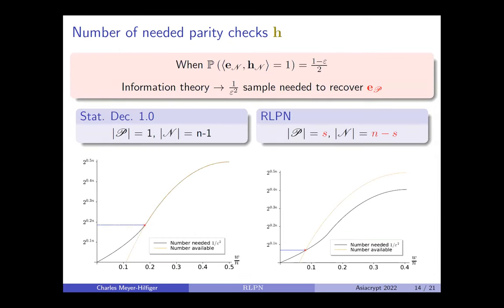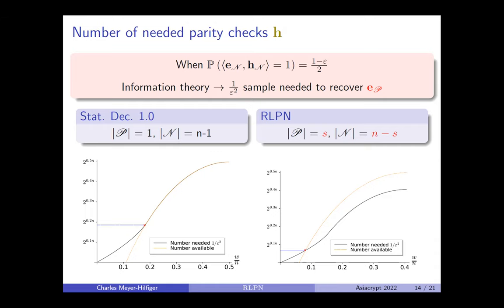So to compare a bit the two, first, I need to say that when your noise term, EN dot product HN, has a probability of being one of (1 minus epsilon) over 2, then information theory tells us that we need 1 over epsilon squared samples to recover EP. It does not tell you how you can do that, but it just tells you that you need at least this number of samples. I won't go into the details here, but you can trust me.